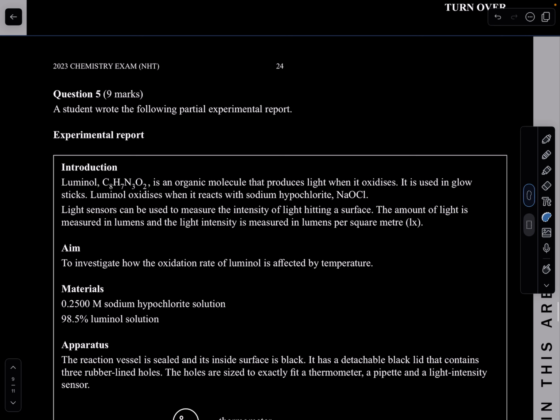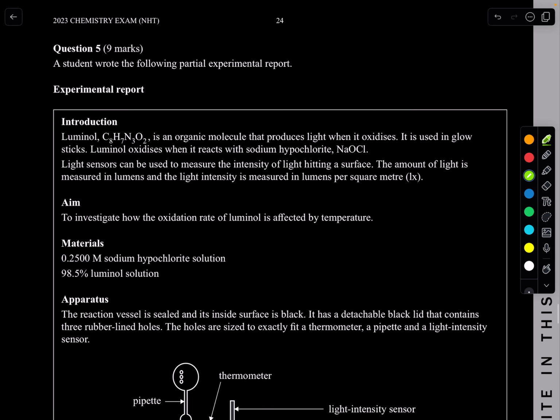Easy. Question 5. Let's have a look at this here. A student wrote the following partial experimental report. Luminol is an organic molecule that produces light when it oxidizes. It is used in glow sticks. Luminol oxidizes when it reacts with sodium hypochlorite. Light sensors can be used to measure the intensity of light hitting a surface. The amount of light is measured in lumens, and the light intensity is measured in lumens per square meter.